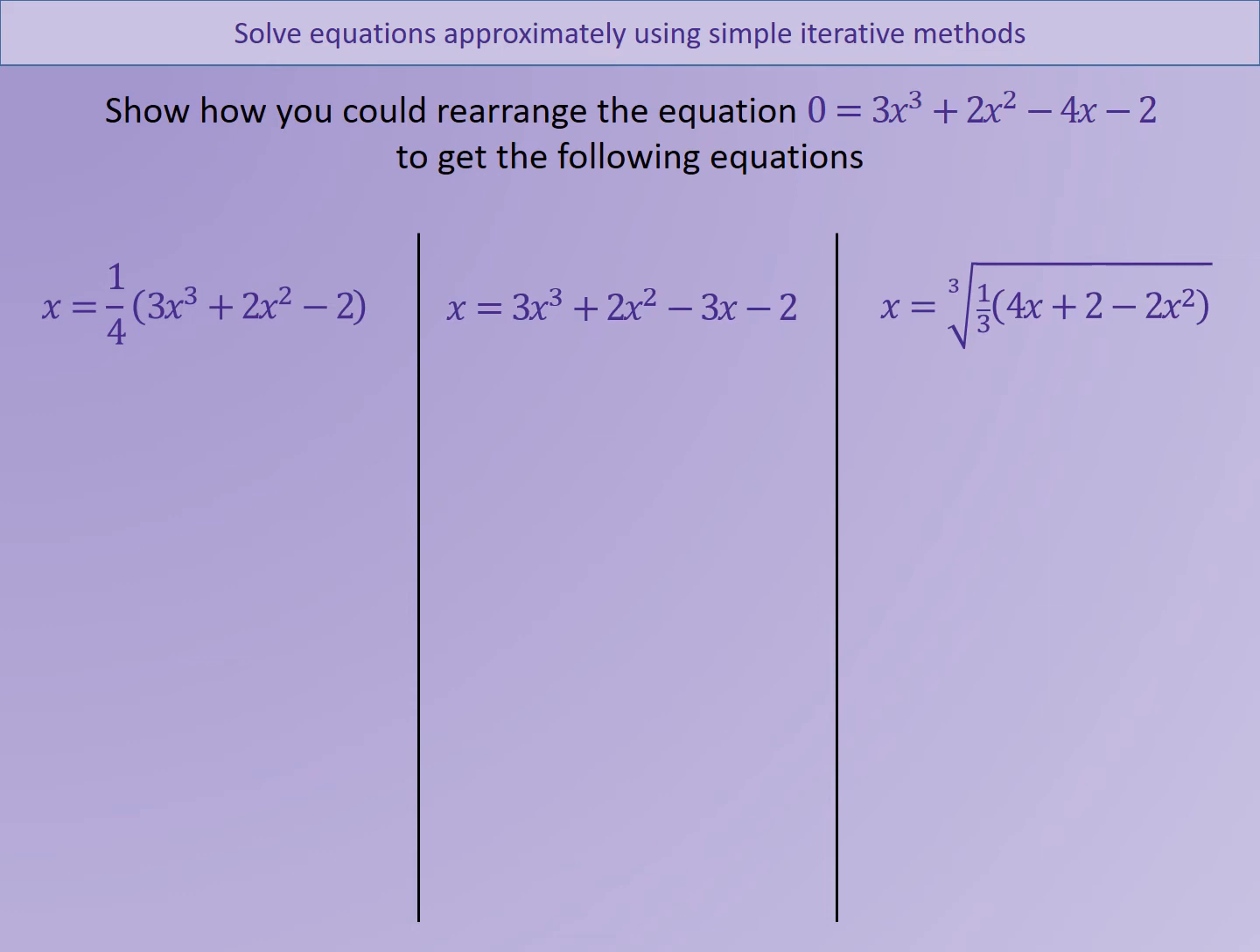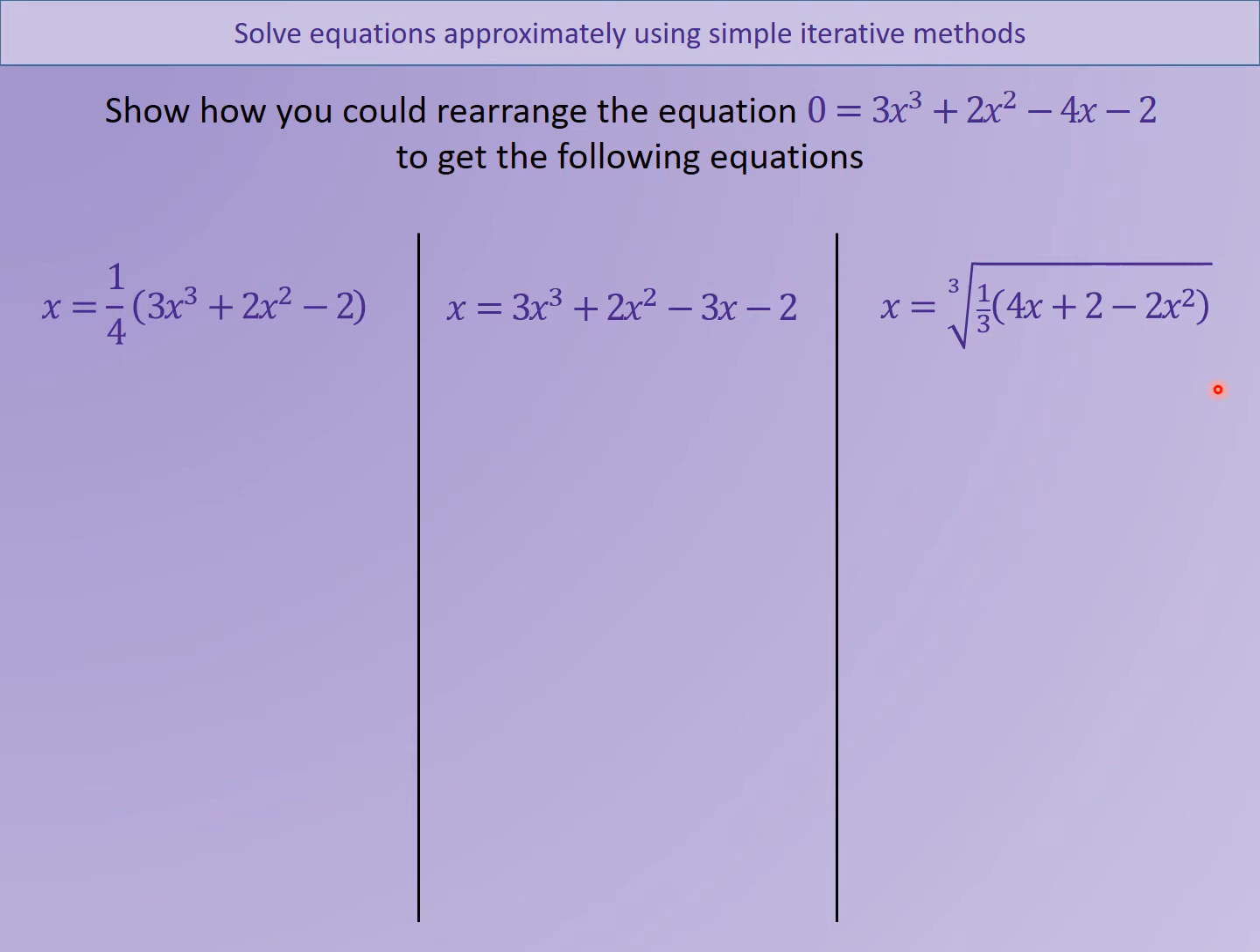A2 Maths, Iterative Methods. Right, so what I'd like you to do is start with this function just here, 0 equals 3x cubed plus 2x squared minus 4x minus 2. I'd like you to rearrange it to show that it can be rearranged to each of these three separate equations. Just pause there, have a go at rearranging that equation and think about how you do it to get to each of those three.